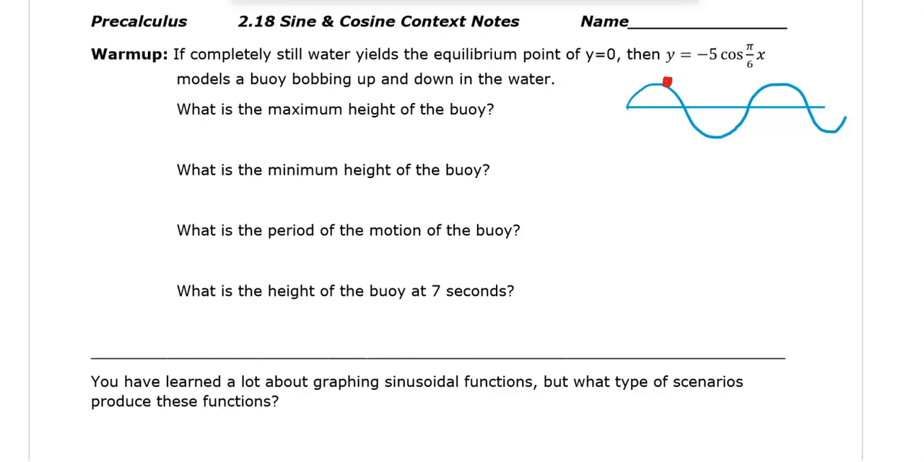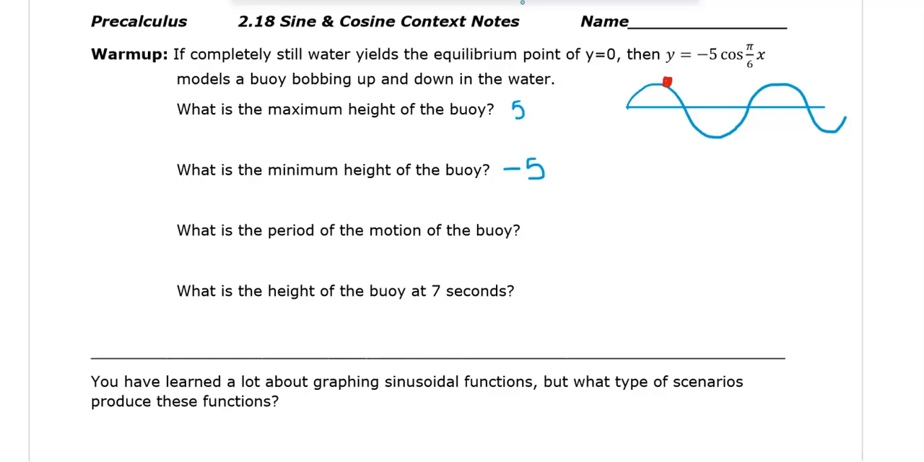So right here, what is the maximum height of the buoy? Well, the maximum height of the buoy is going to be 5. I'm just noticing it doesn't actually have a measurement on it, so we're just going to say 5. I don't know if it's feet, meters, inches. Then what is the minimum height of the buoy? Then it would be -5.